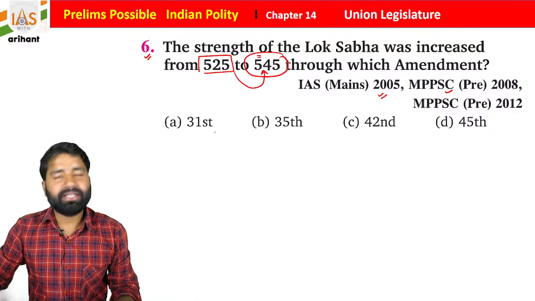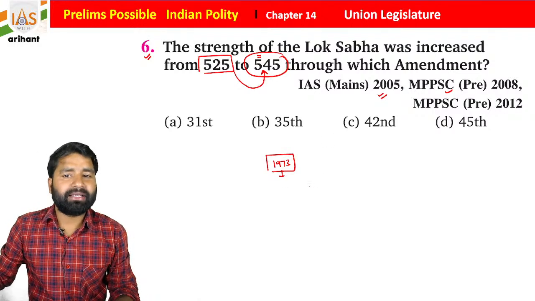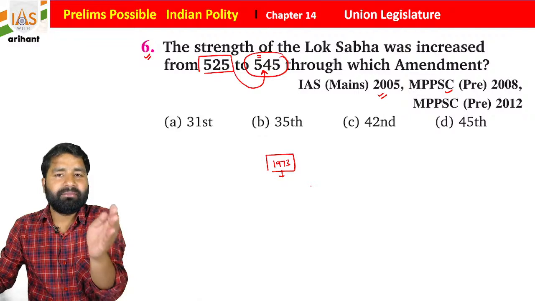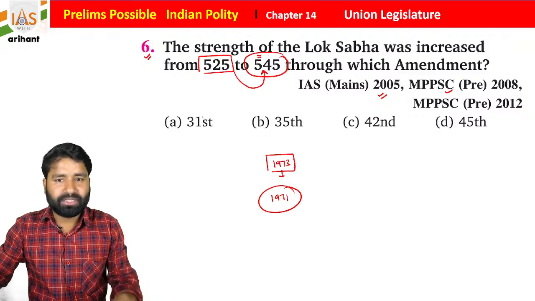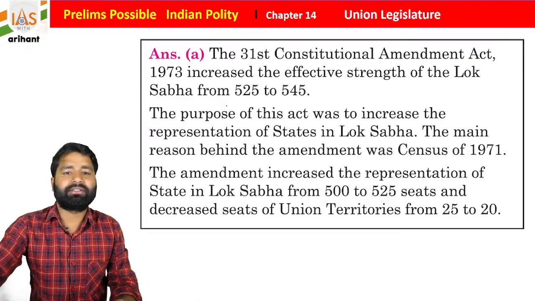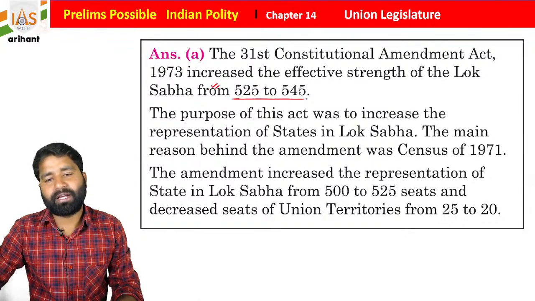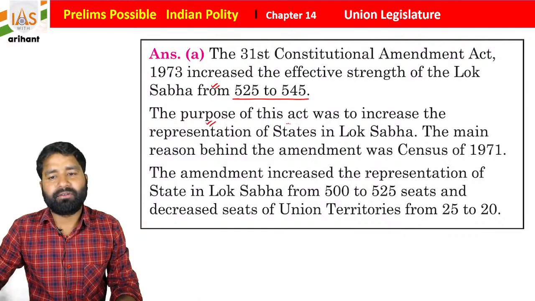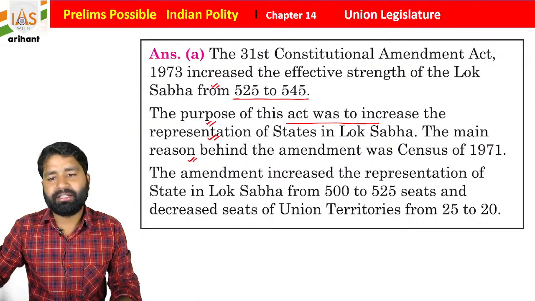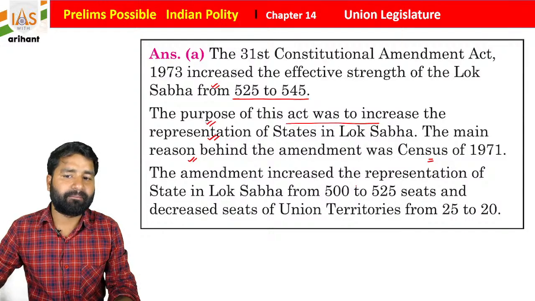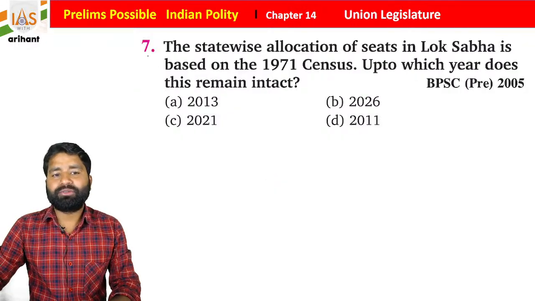So recently we discussed that in 1973 there was a case, and in that case the Supreme Court said that we must fix the seats on the basis of the 1971 census, and this was done by the 31st Constitutional Amendment Act 1973, students. So the number of seats was increased from 525 to 545. The purpose of this act was to increase the representation of states in Lok Sabha. The main reason behind the amendment was the 1971 census. Okay everyone, so just remember this. Now see question number 7.